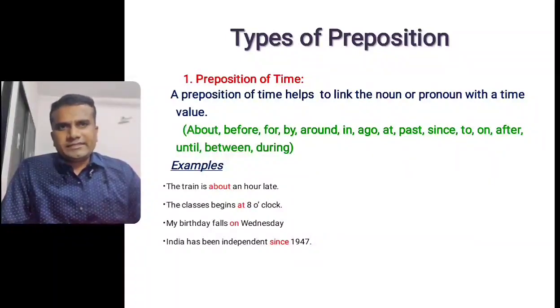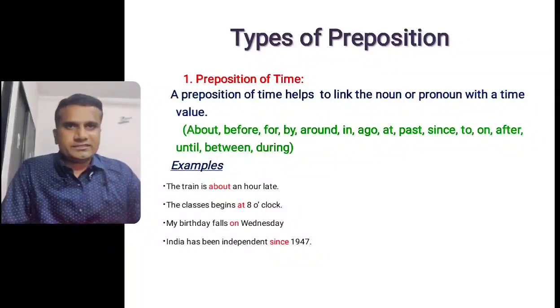Then next sentence: my birthday falls on Wednesday. Here also a specific time, that is day, is defined by using preposition of time on. In the earlier example too, you will find a specific time is denoted by using preposition of time, that is at. And the last example: India has been independent since 1947. Here since is also used to denote a specific time in the past.